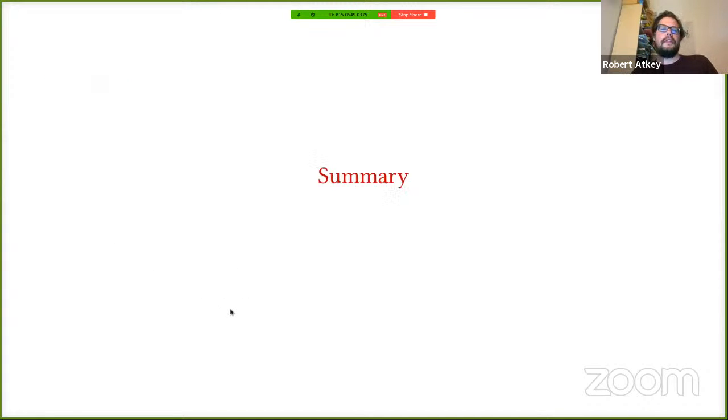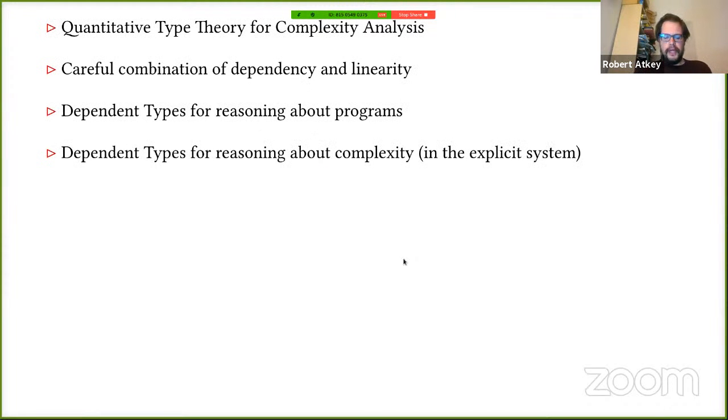Okay, and so that was everything. So we got a bit technical there. What I've tried to show you is that this quantitative type theory, which I've been working on for a few years now, works for complexity analysis. So we can take the implicit computational complexity systems that were simply typed or polymorphically typed before and make them dependently typed. And this uses a careful combination of dependency and linearity. And we can still use dependent types for reasoning about programs, but now we can use them for reasoning about complexity, at least especially in the explicitly typed system.